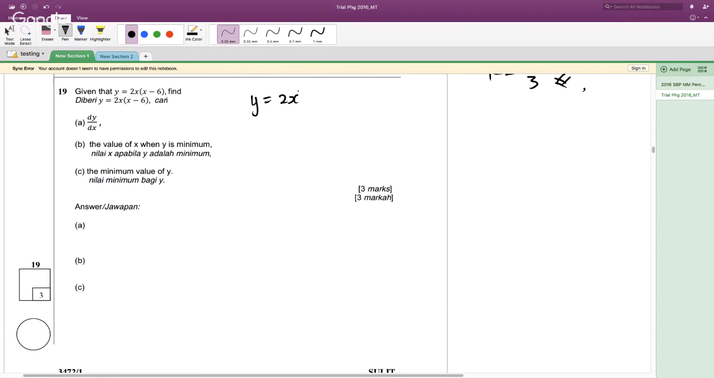So I multiply my x squared into both. I get 2x squared. I multiply 2x to both, so I get 2x squared minus 12x. Then only I do dy/dx because it should be very easy, 4x minus 12.